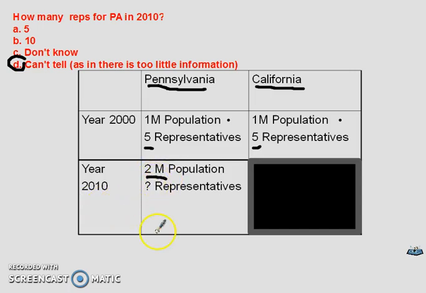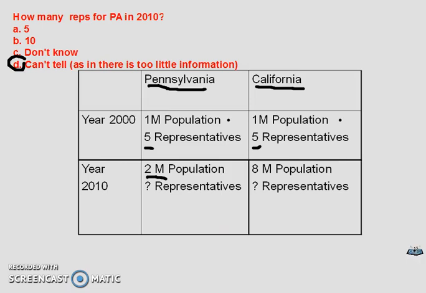It makes no difference to us how many people live in Pennsylvania on its own. We have to know what percentage of the population Pennsylvania has, and the only way to know that is to reveal the answer: California has 8 million people. So the answer would now be that Pennsylvania would drop from 5 representatives to 2, and California would increase from 5 to 8, because California now has 80% of the population.